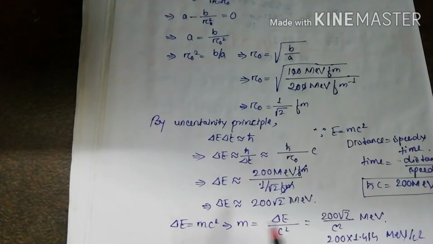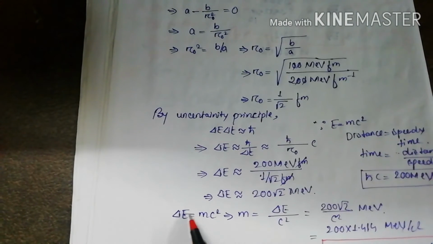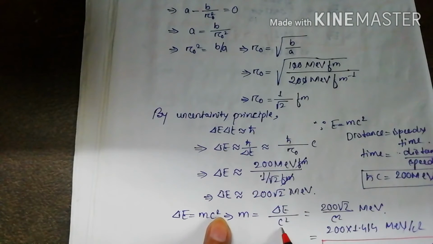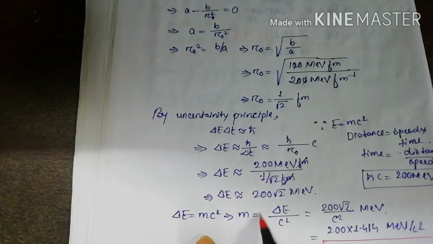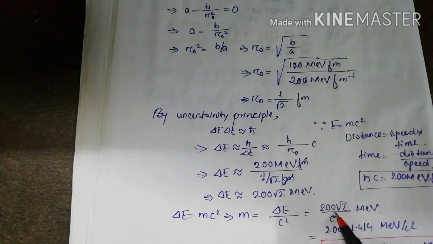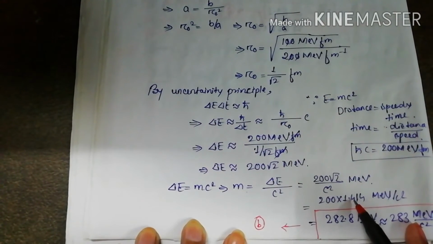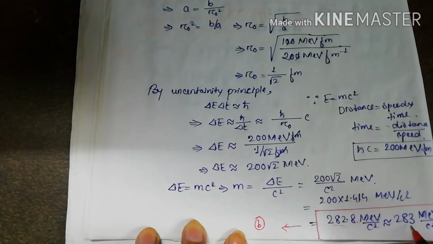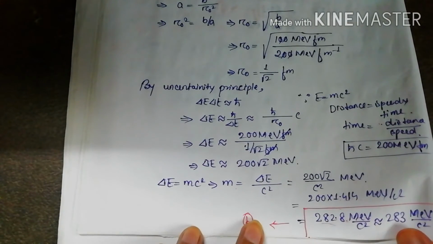So we know that the energy E is equal to mc square. That is, delta E is equal to mc square, right? So m is equal to delta E by c square. This is the formula for mass that we have found. Putting the value of delta E here, c square will remain as it is, because in the question it is mega electron volt by c square, and root 2 is 1.414. So when you multiply 200 with 1.414, you will get 282.8 mega electron volt by c square, and this is approximately equal to 283 mega electron volt. So the correct option is option B.